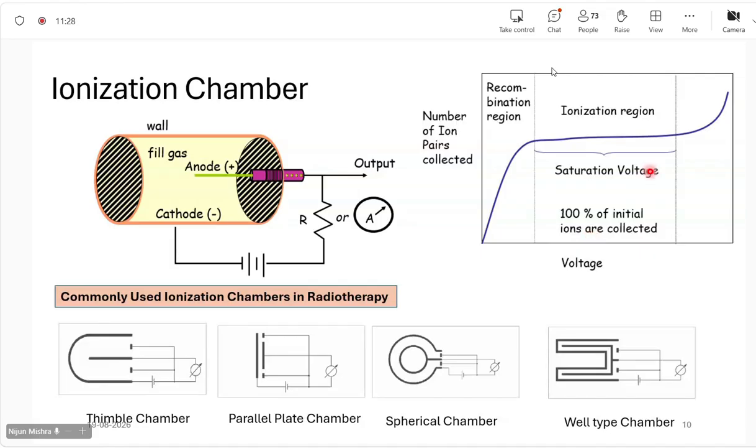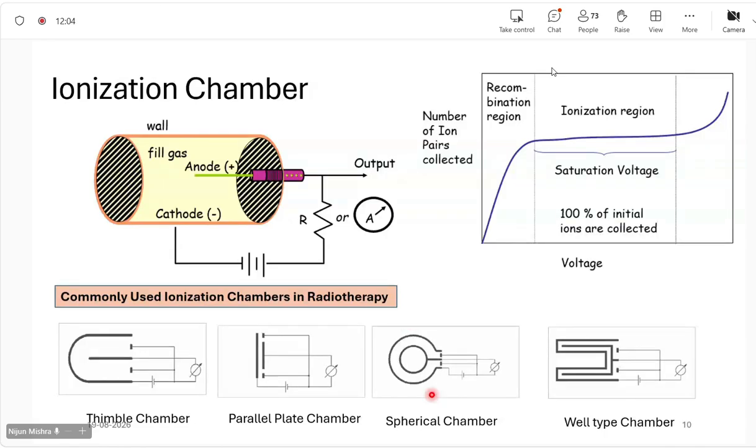So commonly used ionization chambers in radiotherapy are this thimble chamber. It's a skeletal diagram of a thimble chamber. Then the parallel plate chamber. Here, this one is the cathode and this one is the anode, and these two are the guard electrodes. This is a spherical chamber. In our day to day practice, we are not using this spherical type of chamber. These spherical type chambers are designed in order to make the chambers direction independent.